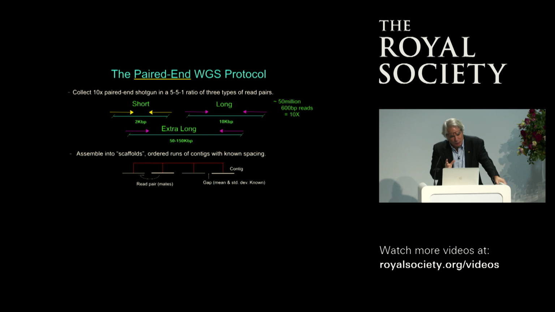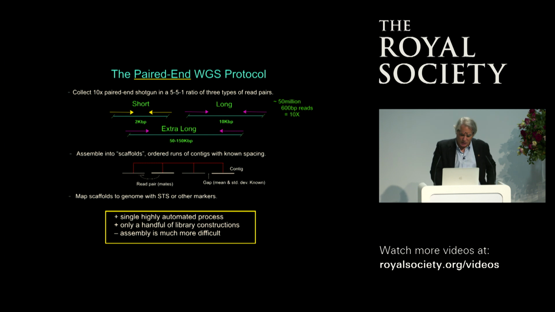And so the idea would then be to scaffold these not into contigs, but into scaffolds where the contigs are linked by virtue of these paired reads. These scaffolds turn out to be very big according to theory, and then the idea was you would just pin them to the genome with some other kind of genetic marker.